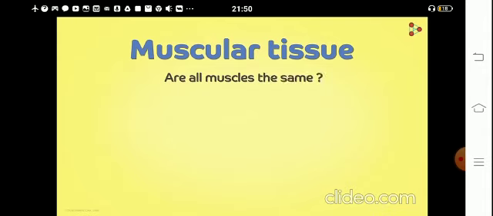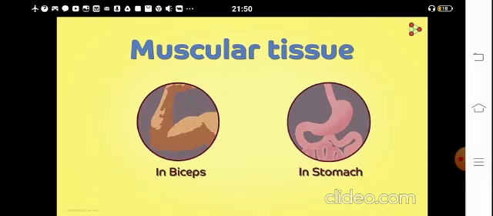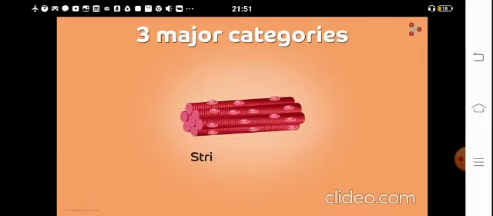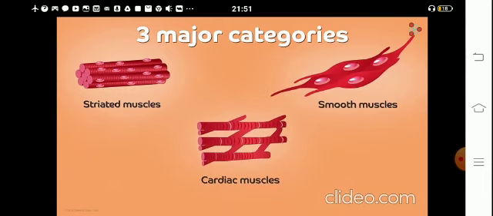With this, does this mean that the tissue will not have types? Because all muscles are the same, right? Well, actually not. Muscles come in various types depending on their functions. So are we trying to say that muscles in our stomach are different from those in our biceps? Of course they are. The fact that both serve different functions itself suggests that their structure and nature is going to be different. So what are the various types of muscular tissue? Well, for simplicity of understanding, we divide them into three major categories: striated muscles, smooth muscles, and cardiac muscles. Let's have a look at each type.